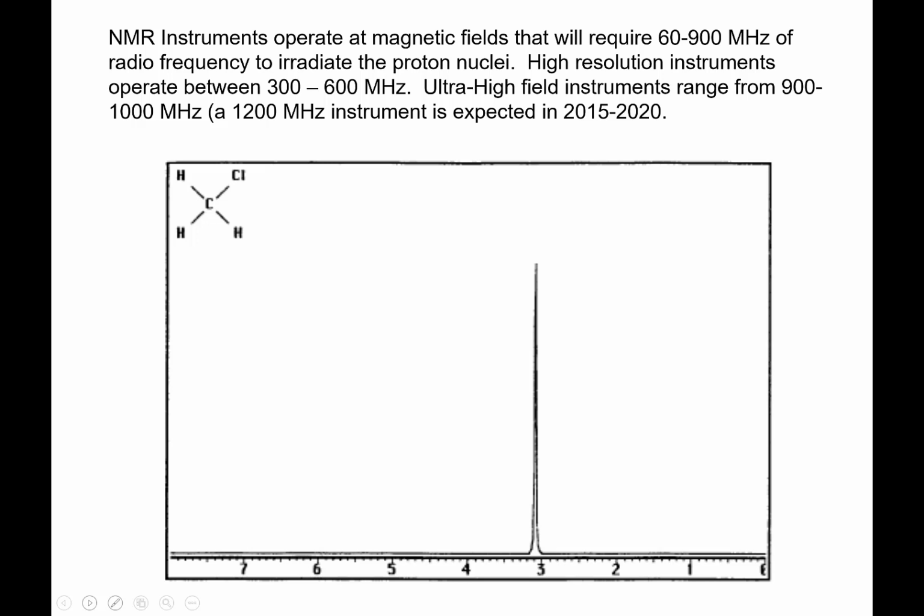So if I change the magnetic field strength, I change the precessional frequency. In our instrument, it's spinning at 300 megahertz. If I double the magnetic field, it's 600. That's a fundamental thing that we have to keep track of. Okay, so next.